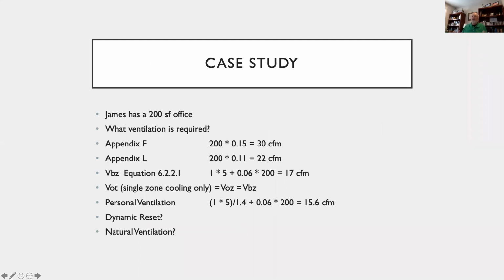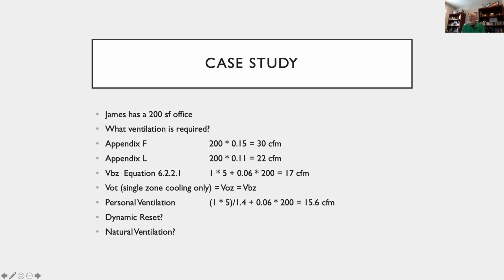What ventilation does James need in his office, assuming James is the only one in there? We've got different ways to calculate it within 62. Appendix F says 30 CFM. Appendix L says 22. If we do the VBZ equation, it says 17.